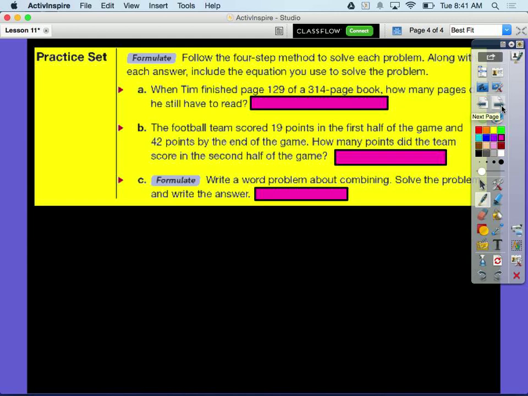There's your practice set. Go ahead, do A, B, don't worry about C. Okay? So just do A and B as your practice set. We'll go through these in class tomorrow and check your answers. Okay? Make sure if you have any questions, you come to class and ask them.